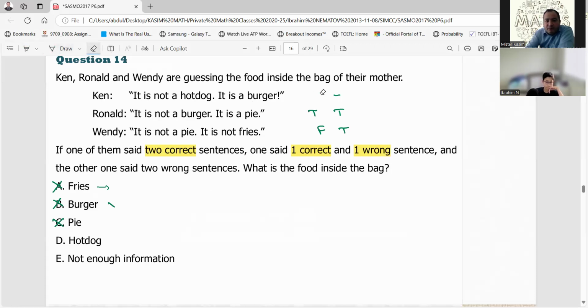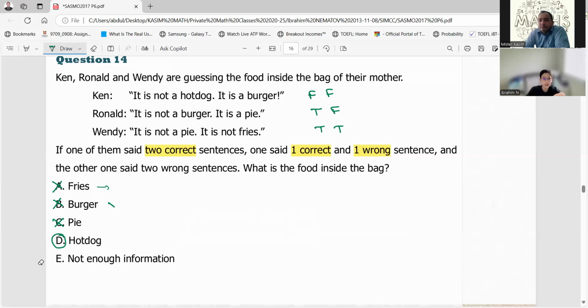And now, how about hot dog? It's not a hot dog. False. It is a burger. False. It is not a burger. True. It is a pie. False. It's not a pie. True. It's not fries. True. Right? False, false, true, false, true, true. One of them said two true sentences, one said one true and one false, one said two false. That's why it must be a hot dog.